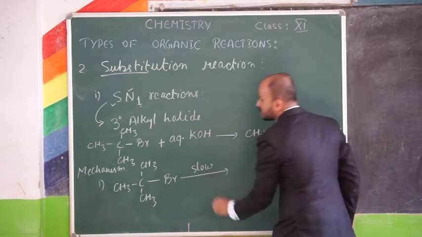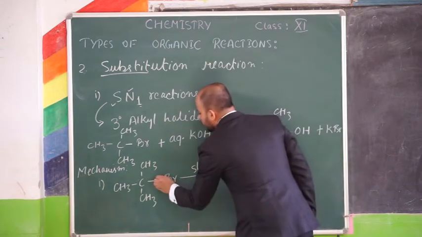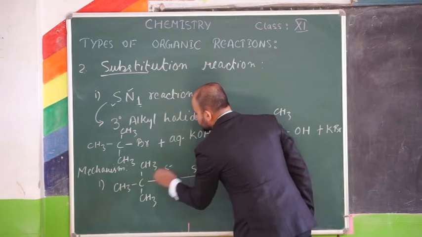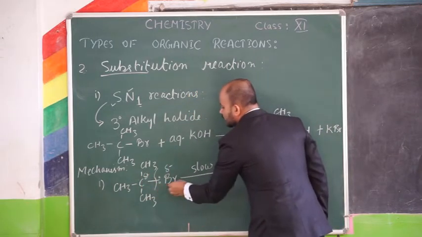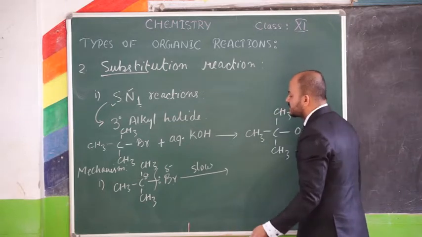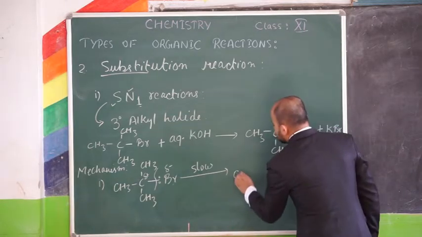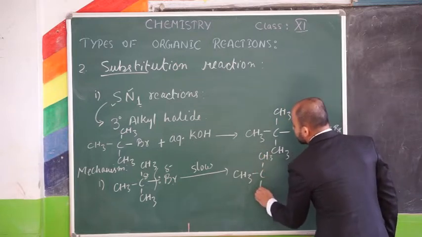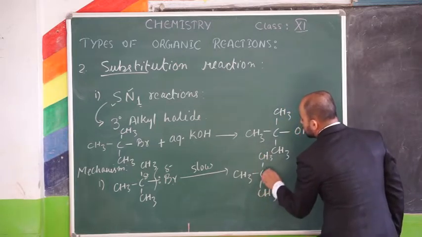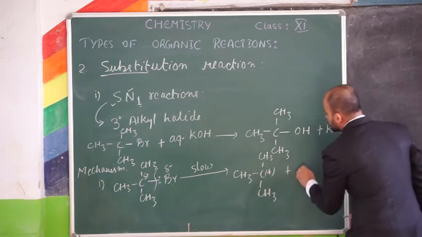This is the slower step. The breaking of the bond takes place. Here this is delta negative, this is delta positive. Now the bond between carbon and bromine will break heterolytically. As a result, we get CH3-C+-CH3 with CH3, and here Br minus.